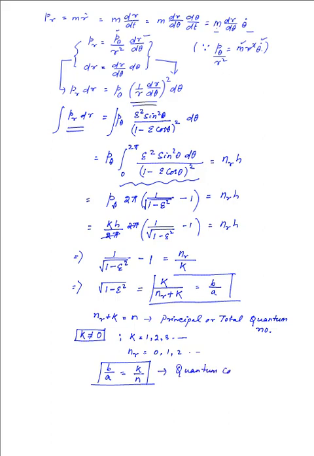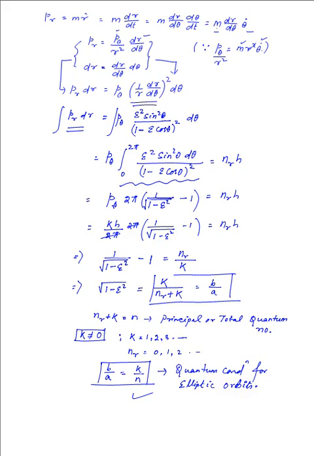Quantum condition for elliptic orbits. And out of all the classical possible ellipses, the electron can move only in those orbits for which the ratio of the minor to the major axis is the ratio of two integers. So that is what we have ended up with. This quantizes the size and the shape of the allowed elliptic orbits.